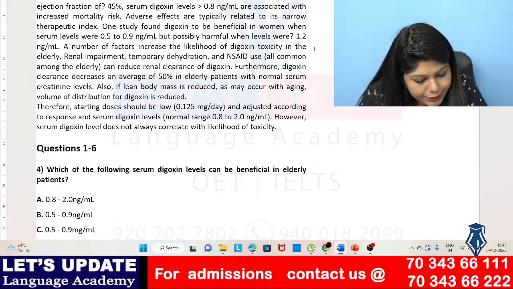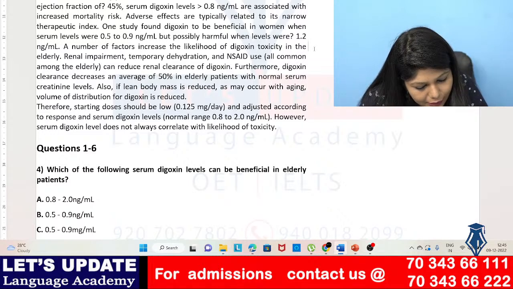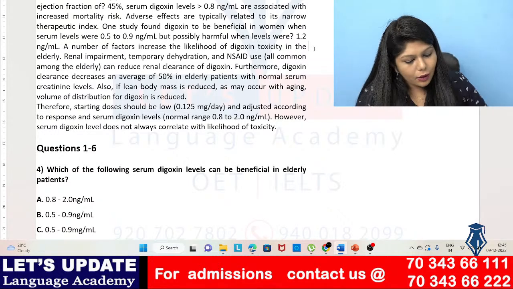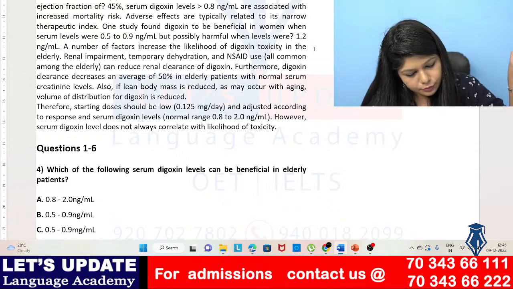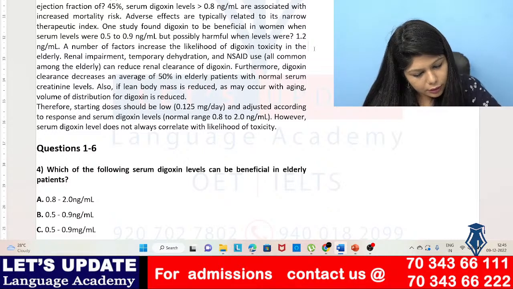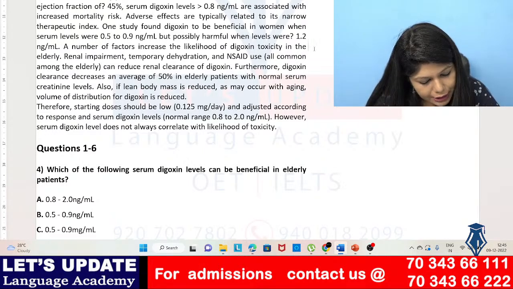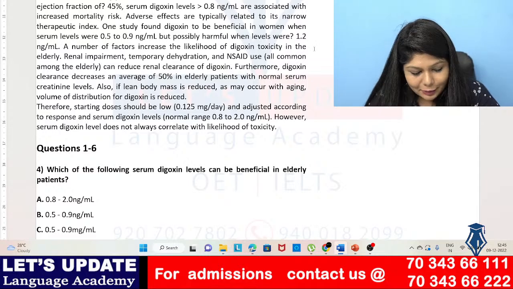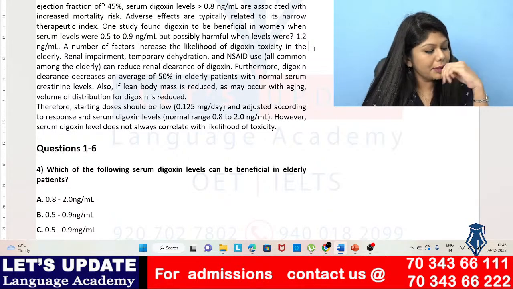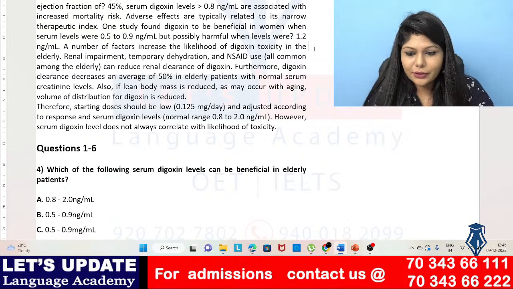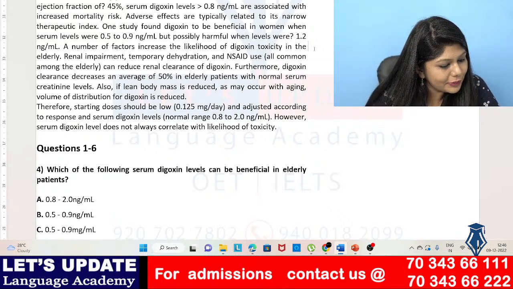Yes, so what do you think the answer is? I can see Meera commenting option A, Naveen commenting option A, Libya commenting option A, Asha commenting option B. Libya is commenting option A, and it's from the last para. They have identified the answer as well. Please put your answers in the comment box so that I can see your opinions and answers.